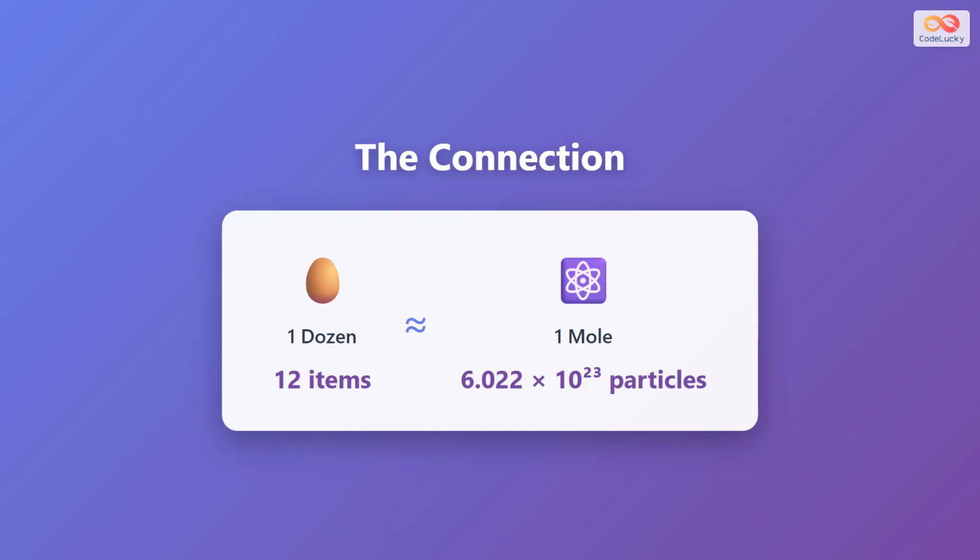Let's compare counting units to make this clearer. 1 dozen equals 12 items. Similarly, 1 mole equals 6.022 times 10 to the power of 23 particles. Just as a dozen is a convenient unit for counting eggs or donuts, a mole is a convenient unit for counting atoms and molecules. Both are simply counting units, but the mole deals with much larger quantities.